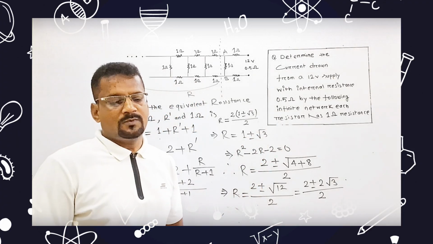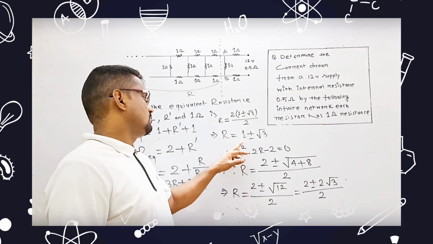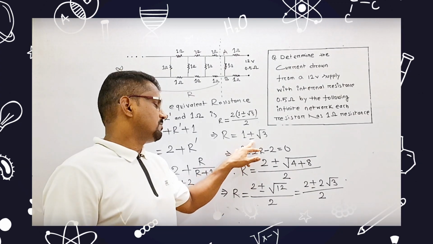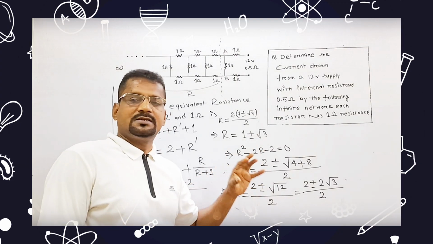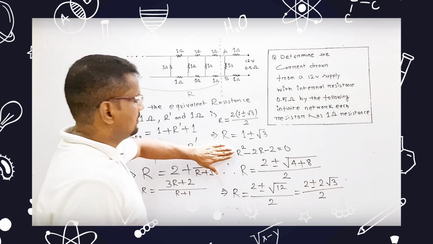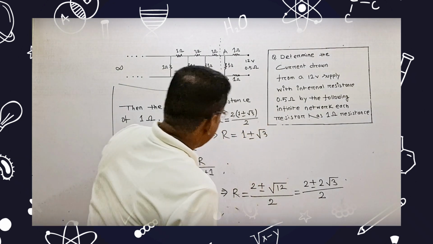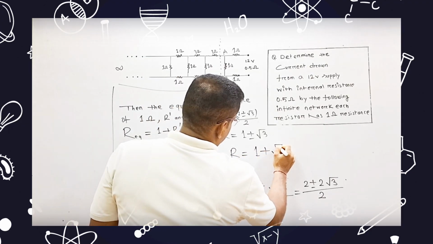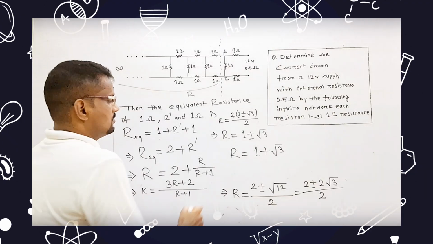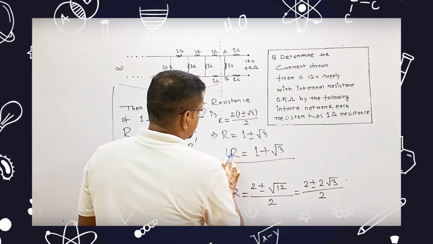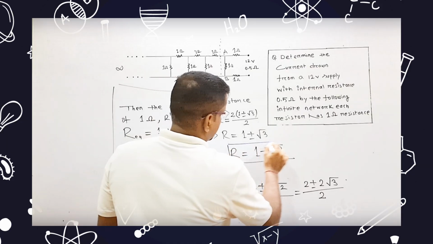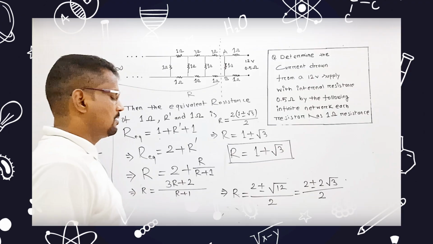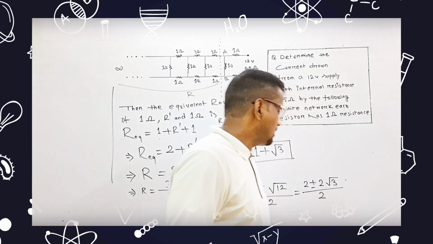And root 3 is how much? Root 3 is 1.7 like that. But if you take minus sign, 1 minus 1.7, a negative value will come in. That's why 1 minus root 3 is not possible, because resistance cannot be negative. That's why finally the value of R will be 1 plus root 3. So this is your total resistance, or you can say equivalent resistance of the circuit, where infinitely many resistors are there.